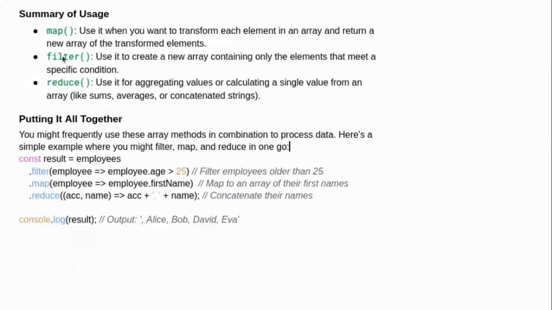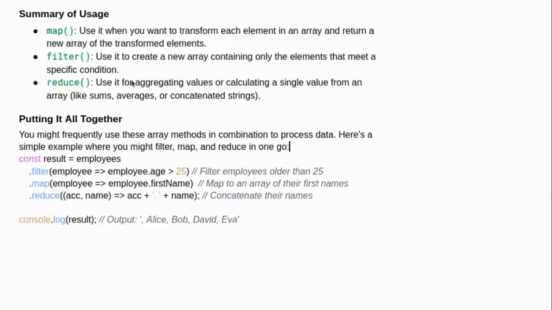And filter is used to create a new array containing only the elements that meet a specific condition. When, based on some condition, we have to filter, at that time we use filter, and it creates a new array containing only the elements that meet a specific condition.